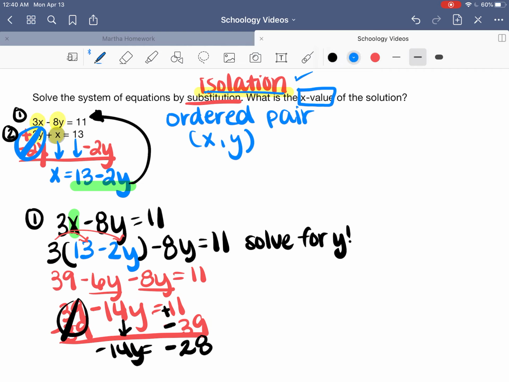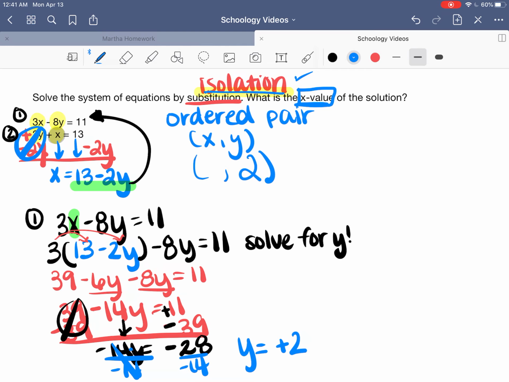All right, we're almost done. This is negative 14 times y. So to get rid of that negative 14, I would have to divide both sides by negative 14. Negative 14 divided by negative 14 gives me 1. Cancels out. And negative 28 divided by negative 14 is positive 2. 2 negatives will give me a positive. So we have now one of our numbers. We have the 2. But notice that that's the more insignificant part of our answer because we're looking for the x value of my answer.